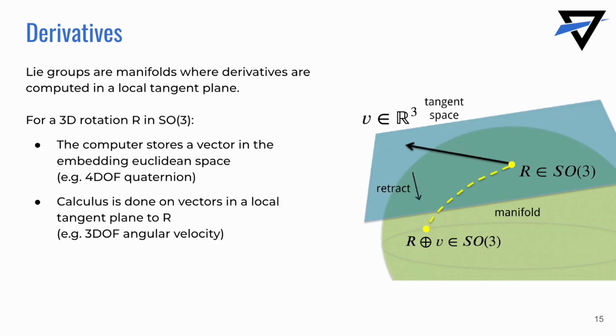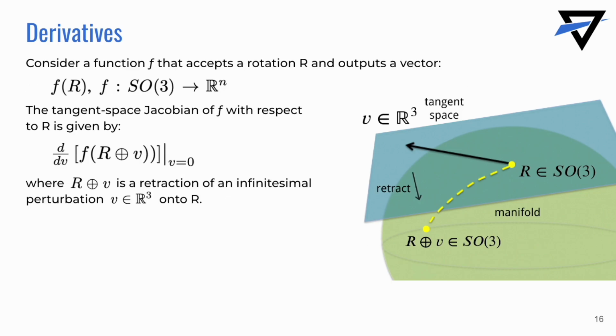As a reminder, Lie groups are manifolds where derivatives are computed in a local tangent plane. For example, SymForce stores a 3-dimensional rotation as a unit quaternion with 4 scalars, but does calculus in the space of a local angular velocity vector with 3 scalars, a compact representation of the space. Given a function that operates on a Lie group type, its Jacobian is written as a symbolic function of an infinitesimal perturbation of the tangent space, retracted onto the manifold.